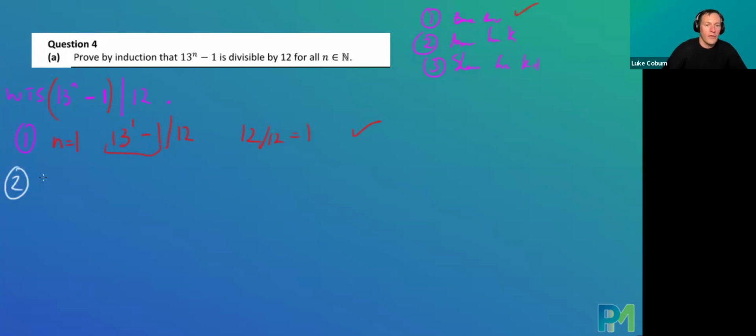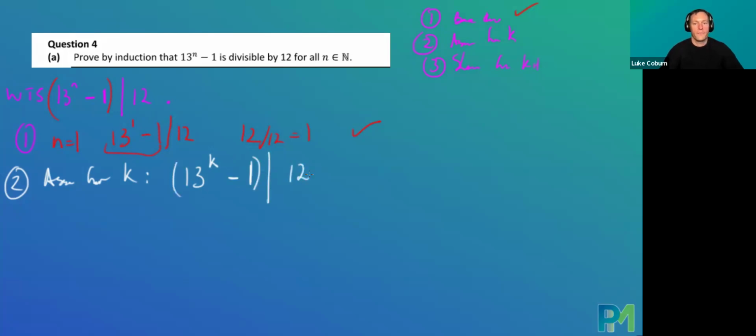Step 2, assume for k. That means 13 to the power k minus 1 is divisible, I'll put it in brackets, by 12. Okay, so we don't know that this is true, but we're going to assume that it's true. This is called the induction hypothesis. Remember, a hypothesis is like an idea: let's go with this and see where it takes us. And if we end up, our next step can show that the previous assumption was correct or not correct.